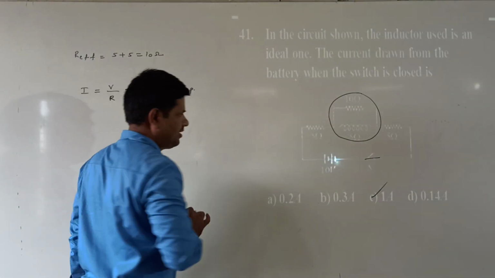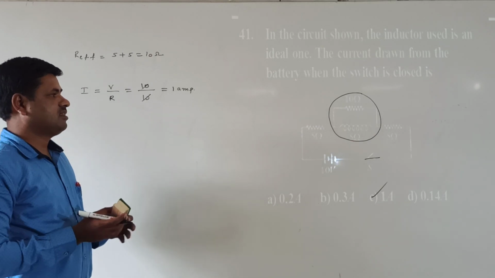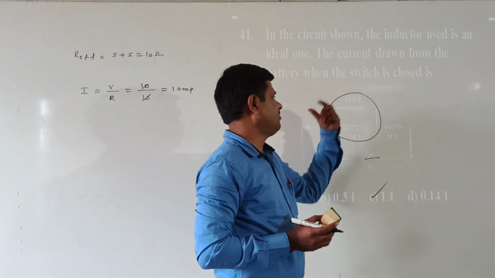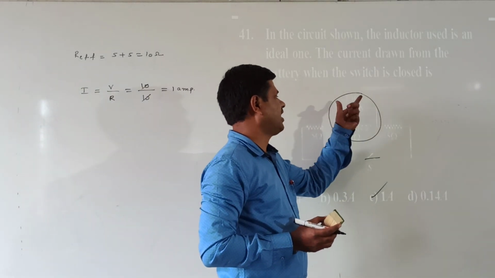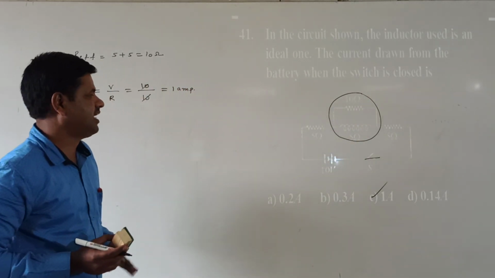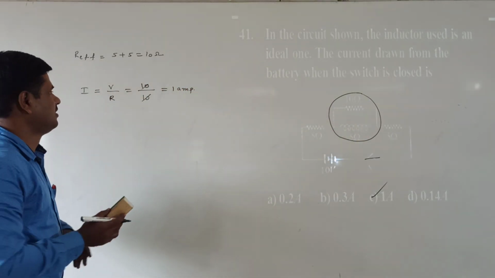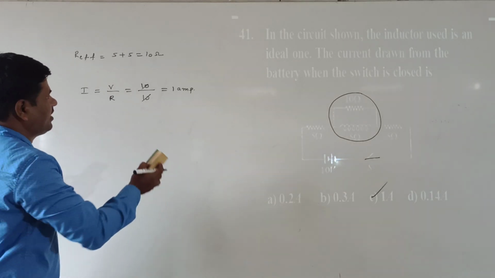Which option is correct here? C option is correct. When the inductor is ideal, we can remove that resistance, meaning no current is flowing in the 10 ohm resistance. So it is neglected, and the remaining resistances are considered. From this we get current is equal to 1 ampere.